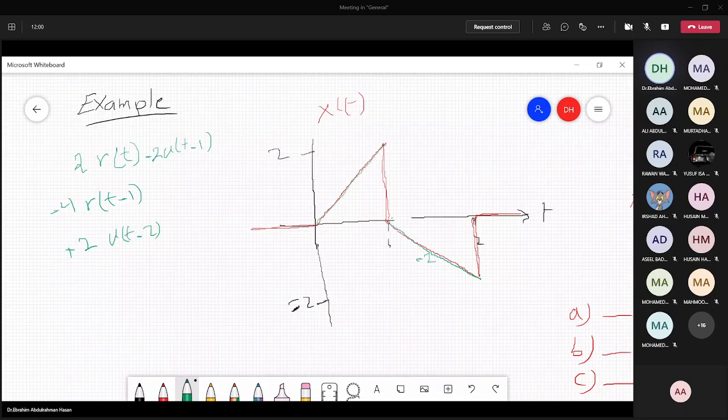Then there is a jump from here to here, but it's going to continue like this. Then I need a ramp to cancel this one. So also we have a ramp t minus 2, and the slope, this is 0, this is minus 2, so 0 minus minus 2, which is equal to plus 2. That's all.